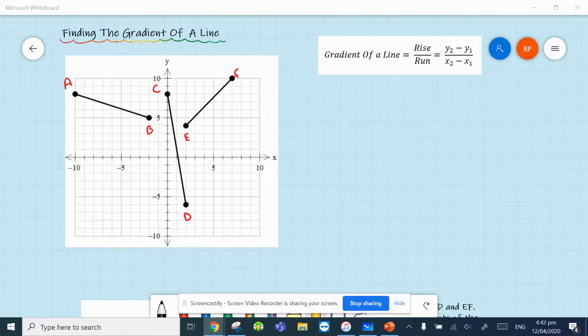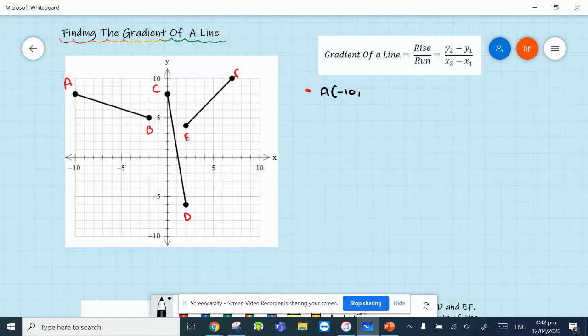Okay, so we're finding the gradient of a line. You see I've got 3 lines on there. The first line is AB. It slopes down, so what I am expecting is a negative gradient, because all lines that slope down have a negative gradient. First thing, write down your coordinates.